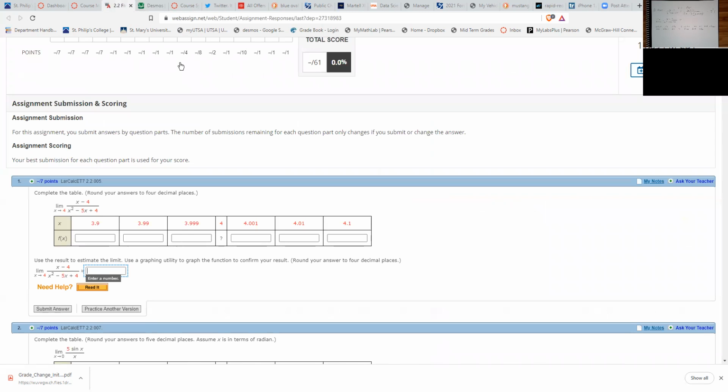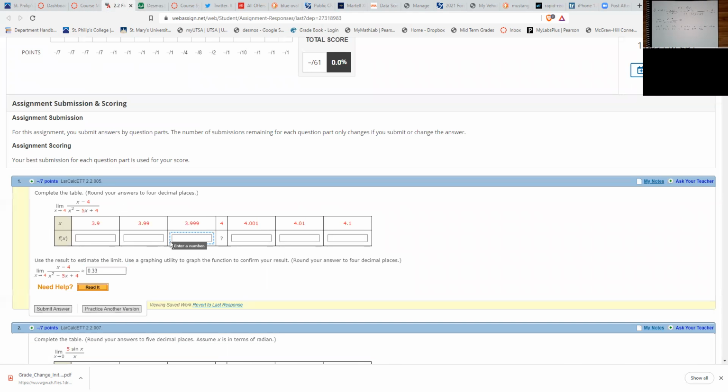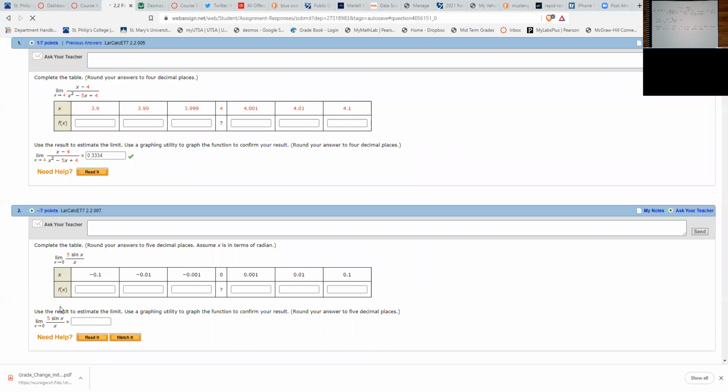Does it matter? They want 4. Okay. So their answer will be like 0.33, I don't know, 8 something. I'd have to plug in the numbers. So when you plug this guy in there, you'll see it more clearly. Let's see if we can do that over here. F of 3.99. So it looks like 0.3334. So you'd say 0.3334. Let's see if it likes it or not.